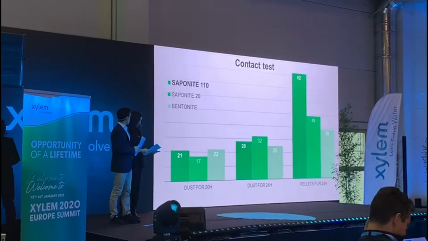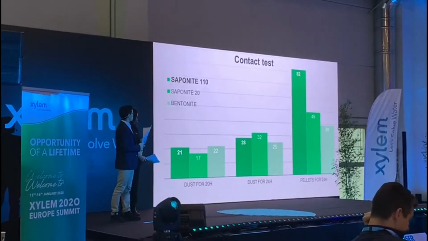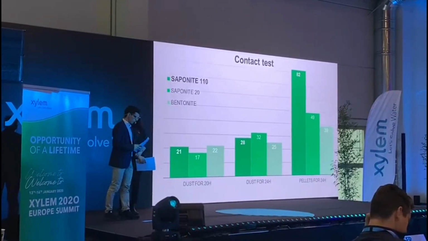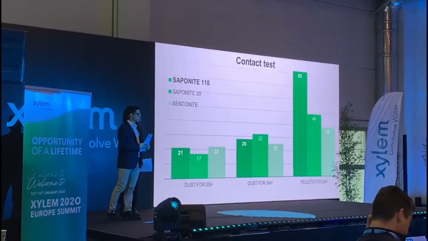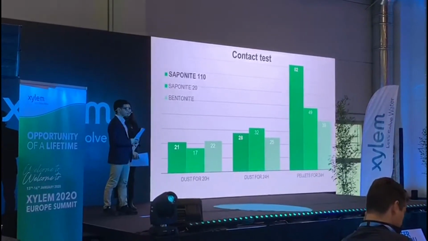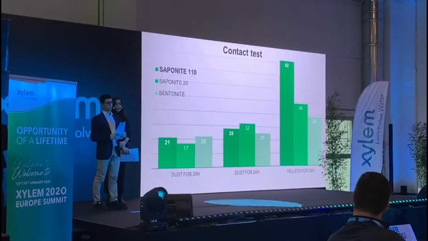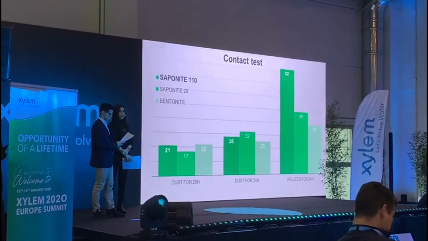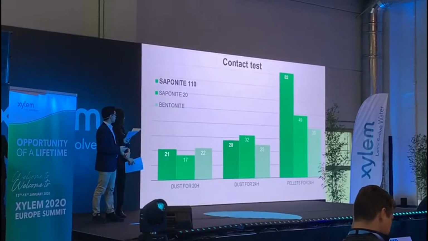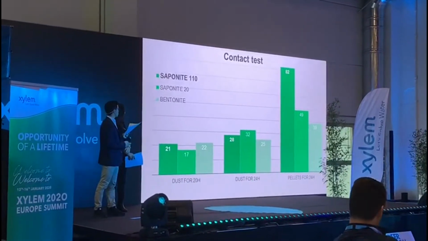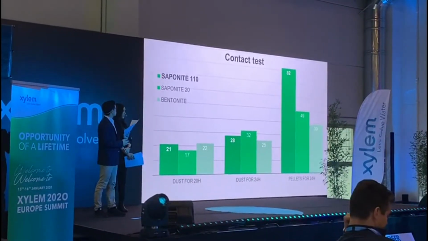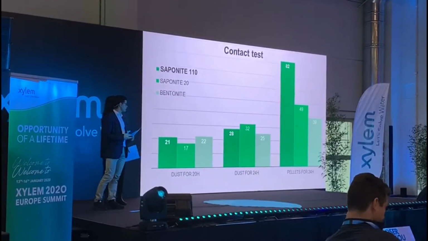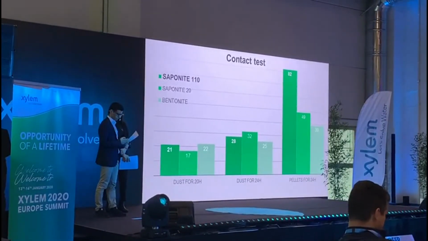We carried out contact tests with saponite 110, saponite 20, and bentonite, a commercial clay, to compare. A simple UV-visible spectroscopy was used to know the concentration after the contact and compare it to the initial concentration of the rhodamine B to calculate the absorption capacity of the materials. During the preliminary test, the pellets of saponite 110 were found to be the best material, with the best performance, with 82% of the rhodamine B solution absorbed.